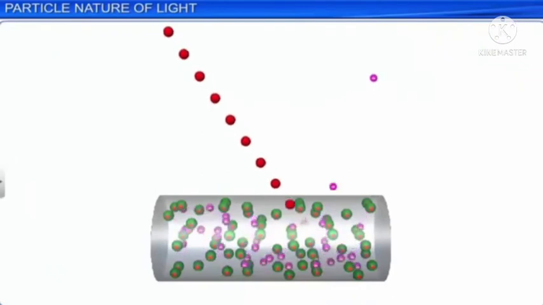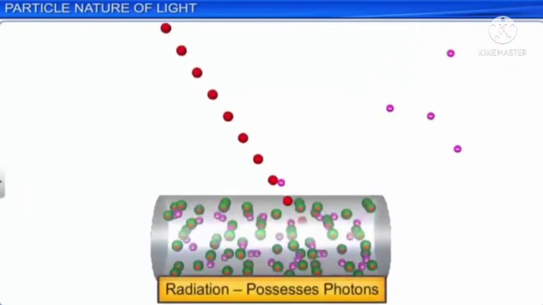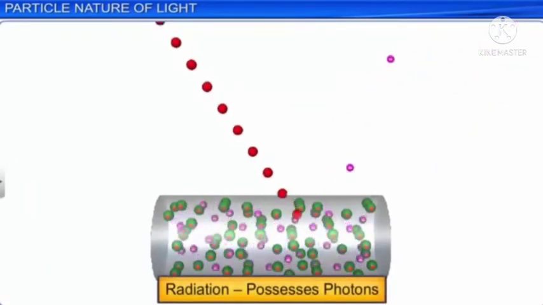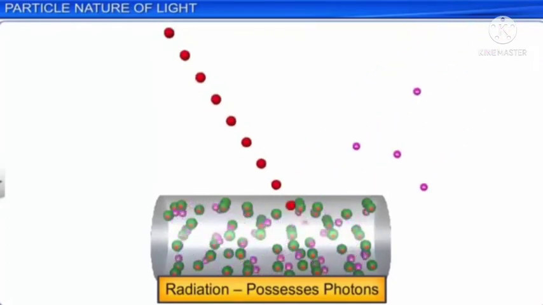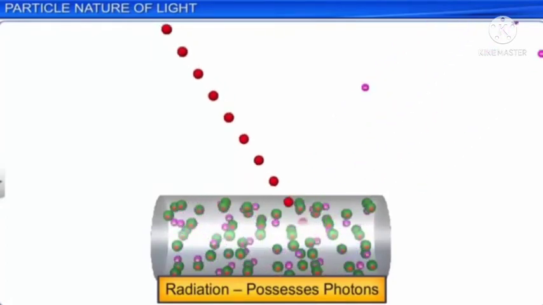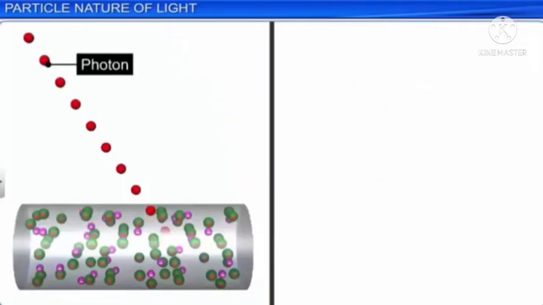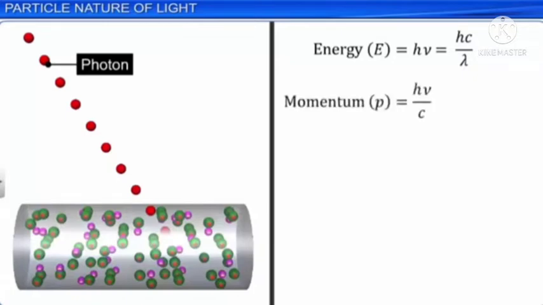In the interaction of radiation with matter, like in the case of the photoelectric effect, it seems as though radiation is made up of particles called photons. Each photon has energy E equal to h nu. Since nu is equal to c by lambda, we have E equal to hc by lambda, where lambda is the wavelength of light used, and momentum p is equal to h nu divided by c.